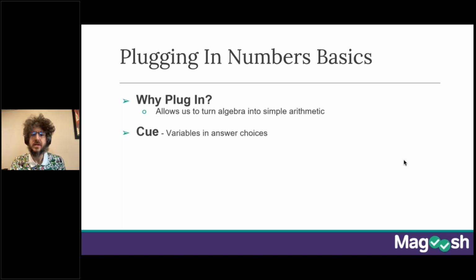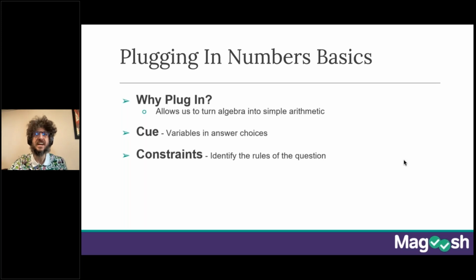Big things we're going to be looking for here today. Our primary cue for when to plug in is when we see variables in the answer choices. Whenever we see that, it should always be the little light bulb in our head: okay, I can probably plug in here. Again, there will be times when that breaks down, where that doesn't make sense. There will also be times when there are not variables in the answer choices, but we can still plug in. But again, our primary cue is if I see variables in the answer choices, I'm going to plug in.